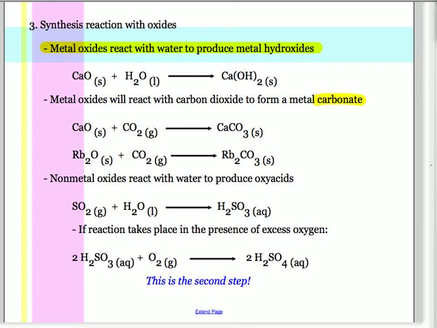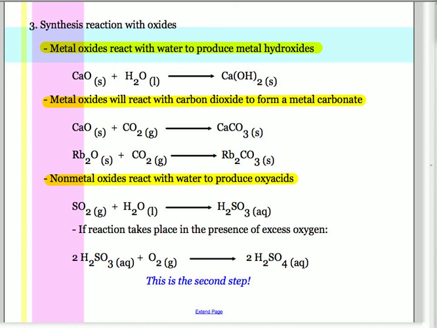Second one here is another metal oxide with carbon dioxide makes a metal carbonate. So again, here's one with calcium, metal and oxygen plus CO2, and we get a metal carbonate. Down here we have the exact same thing but with rubidium as opposed to calcium. So metal oxide, CO2, metal carbonate. Always the same. Down here you can have non-metal oxides produce oxyacids. So we have sulfur and oxygen, which are non-metals, reacting with water, and you get this one right here.